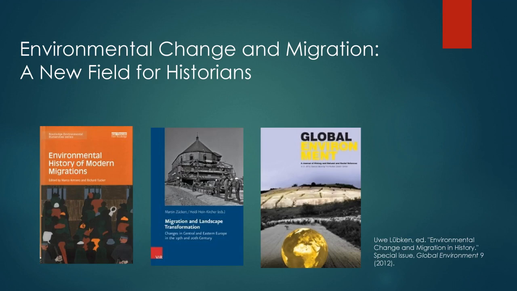This is a book edited by Marco Armiero and Richard Tucker last year, a collection of essays dealing with, for example, resettlements through the construction of the Three Gorges Dam in China, environmental degradation as a cause of migration in Brazil, or another article by Mark Sokolsky, Migration, Settlement, and Environment in the Russian Far East. Another collection of essays edited by two German colleagues, Martin Zückert and Heidi Hein-Kircher, focuses on migration and landscape transformation in Central and Eastern Europe.